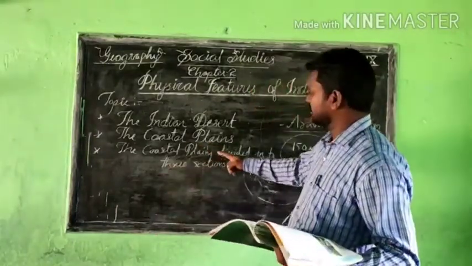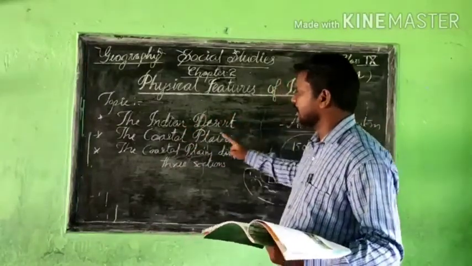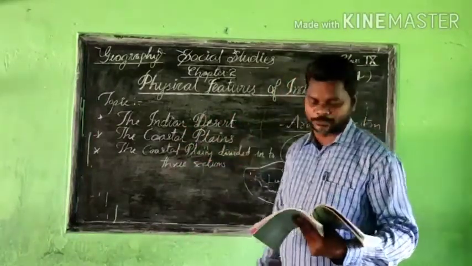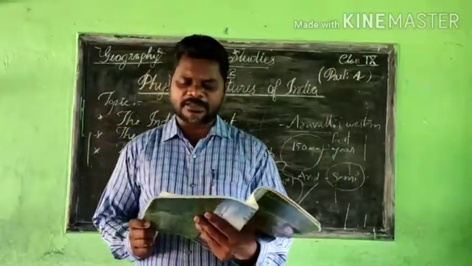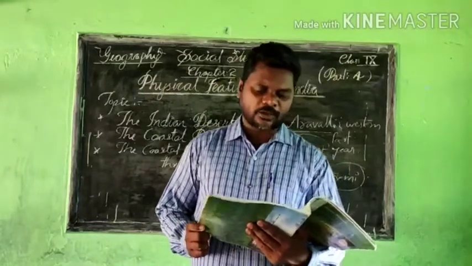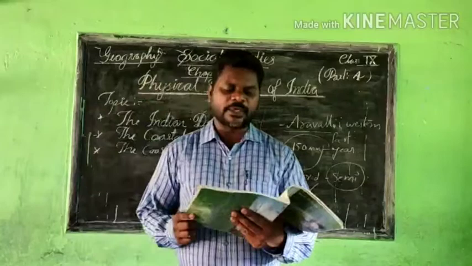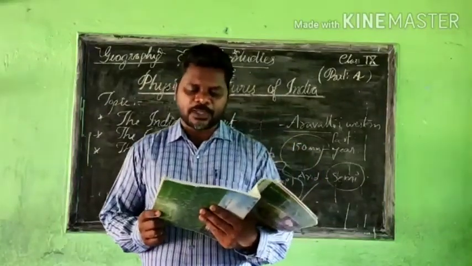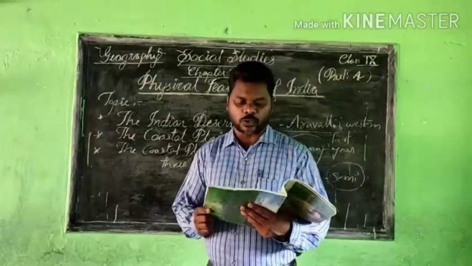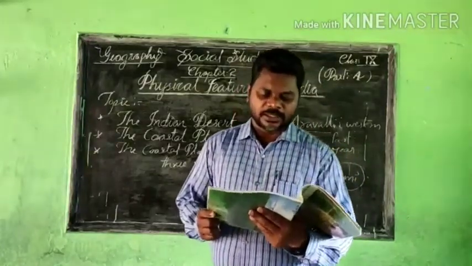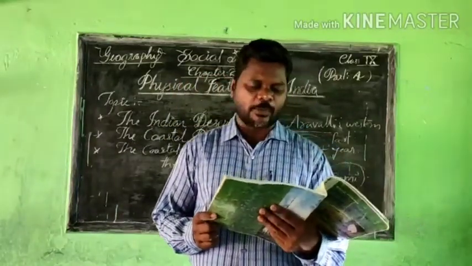Now we have to go to the second topic, the coastal plains. We understand about the Indian desert, and now we go to the coastal plains. Listen now. The Peninsular Plateau is flanked by a stretch of narrow coastal strips. You know that the coastal plains are available, and they are very narrow, flanked by strips of narrow coastal plains. It runs along the Arabian Sea in the west and the Bay of Bengal in the east.